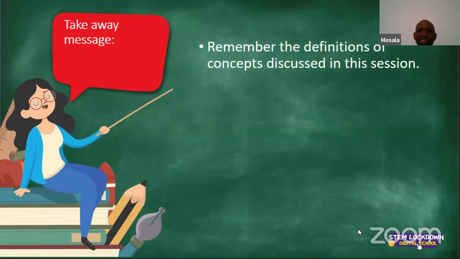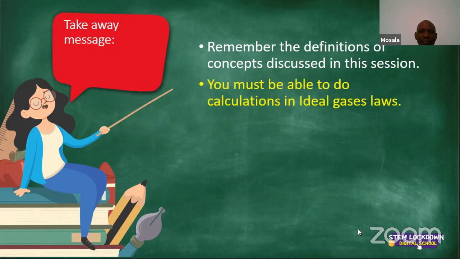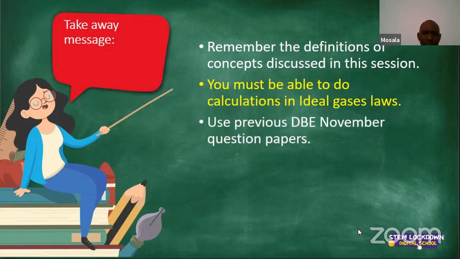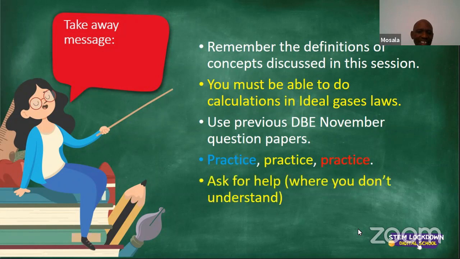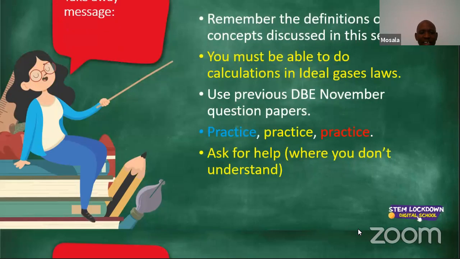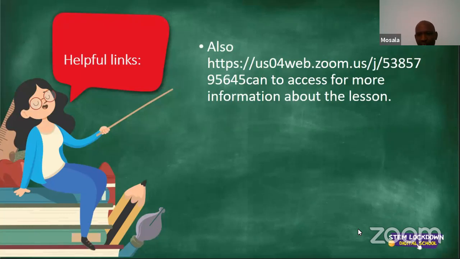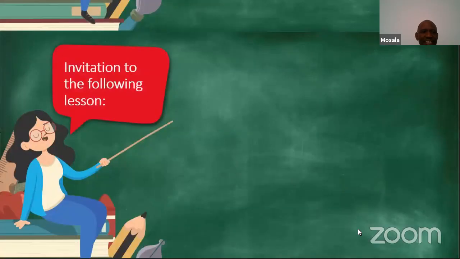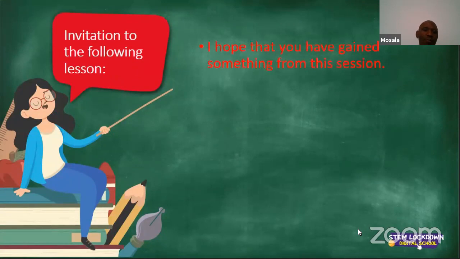What you need to do is to remember the definition of concepts discussed in this session. You must be able to do calculations of the ideal gas law. You must be able to use previous DBE question papers to revise, and remember to practice. Where you need help, please ask for help. You can also use this link to get more resources. And I hope that we have gained something from this exercise.